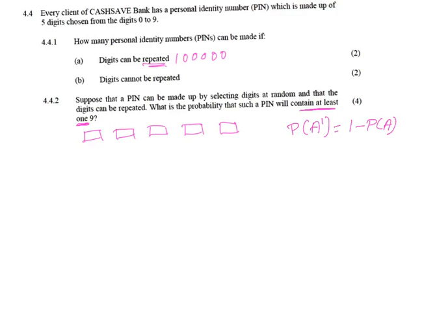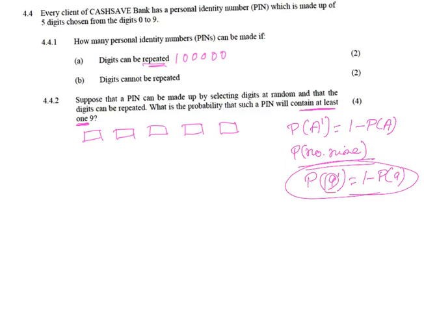So what I do here is, what is the probability of having no 9? That's what I'm going to do first. It does not contain a 9. No 9 means a complement of 9. That means the event of having a 9. Don't think it's a probability, it's event 9. That's what I'm going to do here.